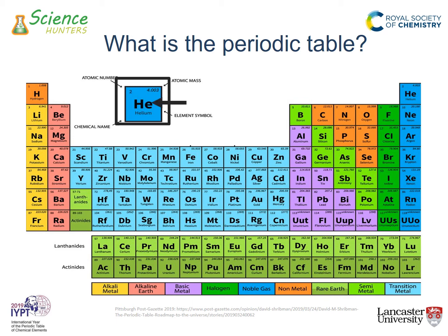In the middle of the square is a chemical symbol for that element, so for helium it is He. Underneath the chemical symbol is the full name of the element, because sometimes its name is very different to its symbol. For example, the chemical symbol for gold is Au, which is taken from the Latin name for gold, Aureum.